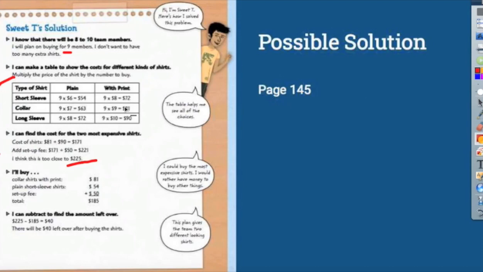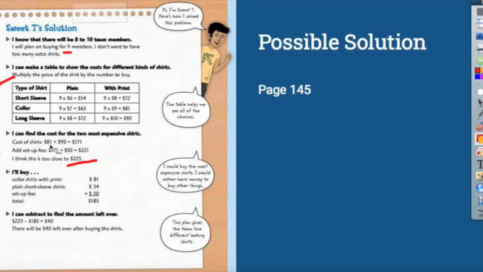Over here, the cost went up $2 each shirt because there was print on it, and they said that it was $2 extra for shirts with print. So he did all the possibilities of the shirts for all 9 members, and then he was able to try to figure out which combinations we could add together to get less than 225 because he could not go over 225. So cost of shirts, he chose $81 and $90 and got the 171.